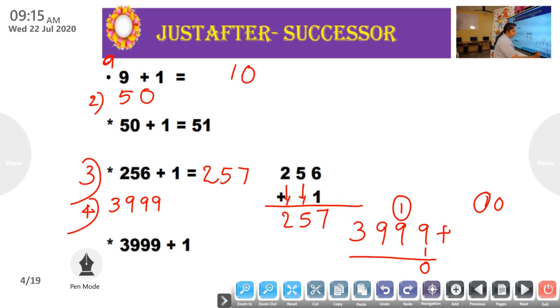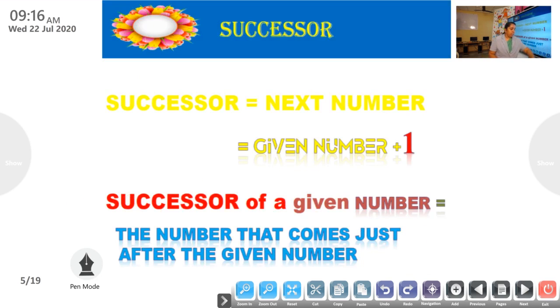So 9 plus 1, again you get 10. The 1 is a carryover. So 9 plus 1, again 10, a carryover. 3 plus 1 is 4. So you are getting 4,000. So the successor of 3,999 is 4,000. Is it clear?